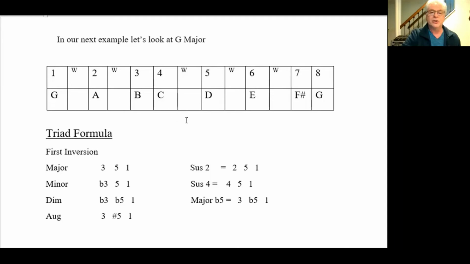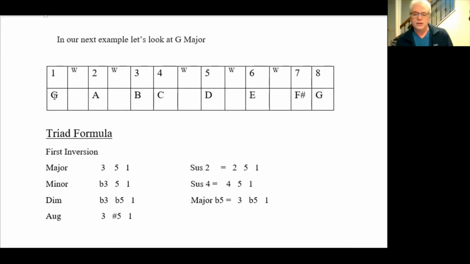Our next is a sus2. So we start with the second note, which is an A. We go to the fifth note, which is a D, and we go to the first note, which is a G. Our next chord is a sus4. So we start with the fourth degree, C, the 5 is D, and again the root is G. And our last one is a major flat 5, starting with the third, which is a B, flat the 5. Here's our 5, we flat it, it's a D flat, and we go to the 1.